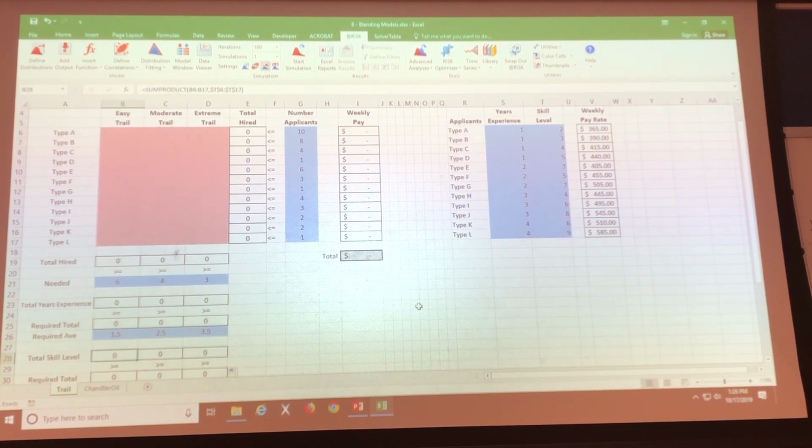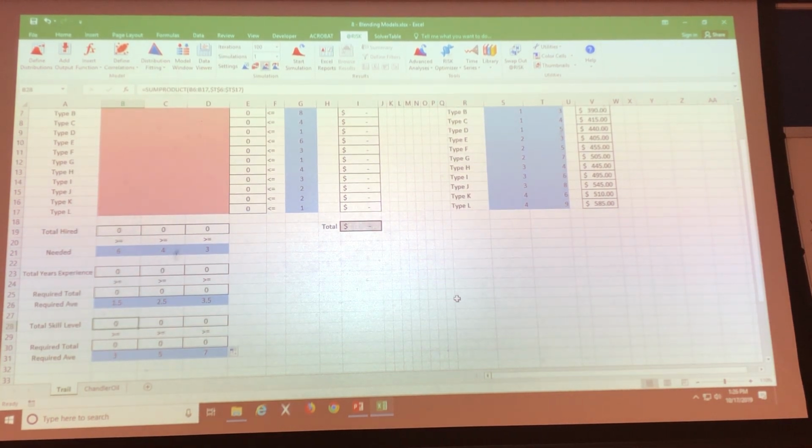Sometimes there are a few extra things that you put in here, but the bottom line is that on a blending problem, this actually has two different things, and I end up with two blending constraints.